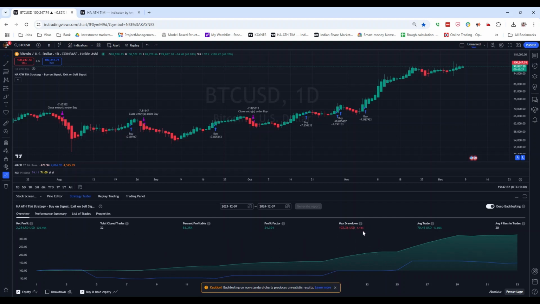So you have to understand whether you want profit or whether you are okay with the maximum drawdown. Also you can see the numbers changing in percentage profitability as well as profit factor, because there is less chance of failure. These numbers have improved.